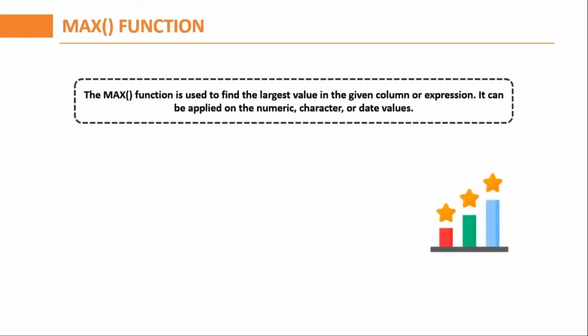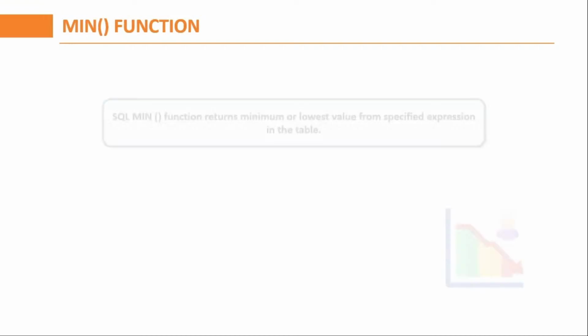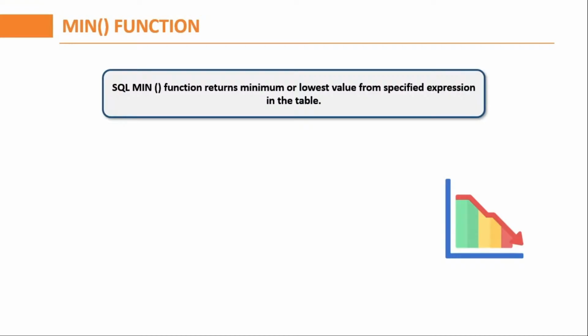Next, we have the max function. The SQL max function is used to find the maximum value or highest value of a certain column or expression. This function is useful to determine the largest of all the selected values of a column. And the syntax remains the same, which is select max, the keyword we use here, column name from table name. You can specify the condition as per your requirement using the where clause, and you can use the group by function as well.